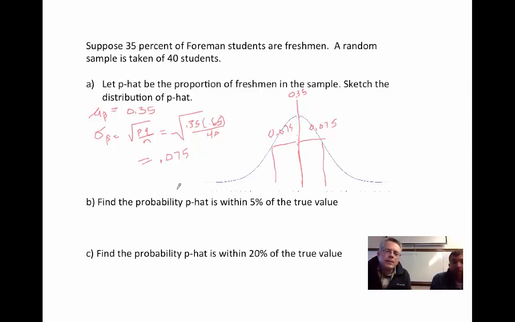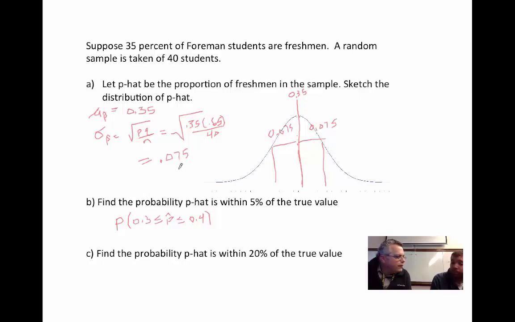Okay. So find the probability that p hat is within 5% of the true value. So that would be the probability, and put parentheses, that 0.3 is less than or equal to p hat is less than or equal to 0.4. All we did is take 35% and add or subtract 5%. So this tells me, if we go and take a survey of 40 students, what's the probability that we're right within 5%?